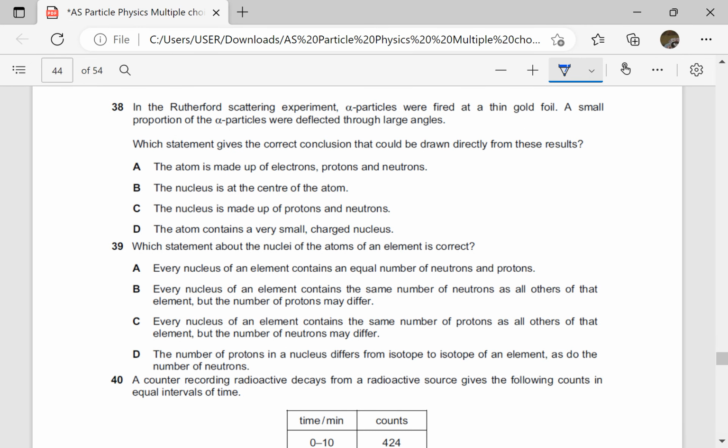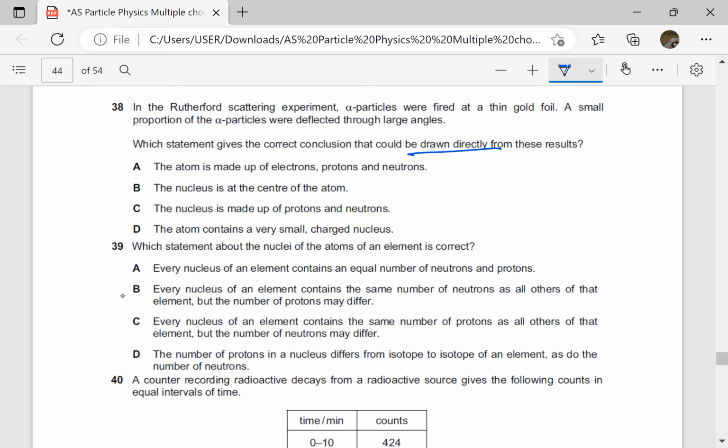In Rutherford's scattering experiment, alpha particles were fired at a thin gold foil. A small proportion of alpha particles were deflected through large angles. Which statement gives the correct conclusion that could be drawn directly from these results?